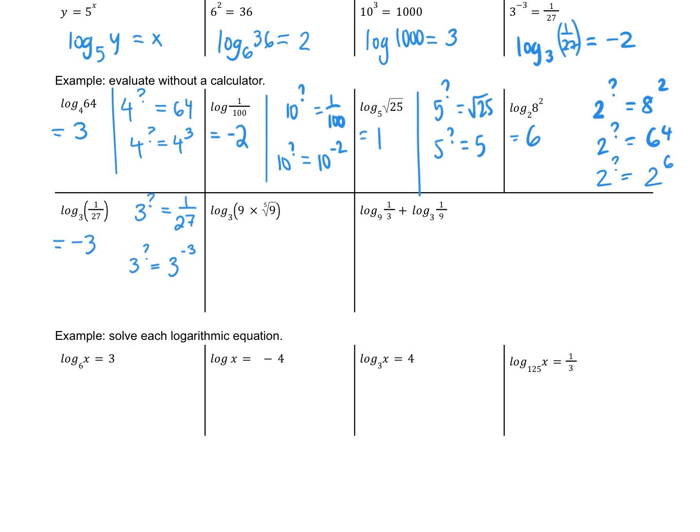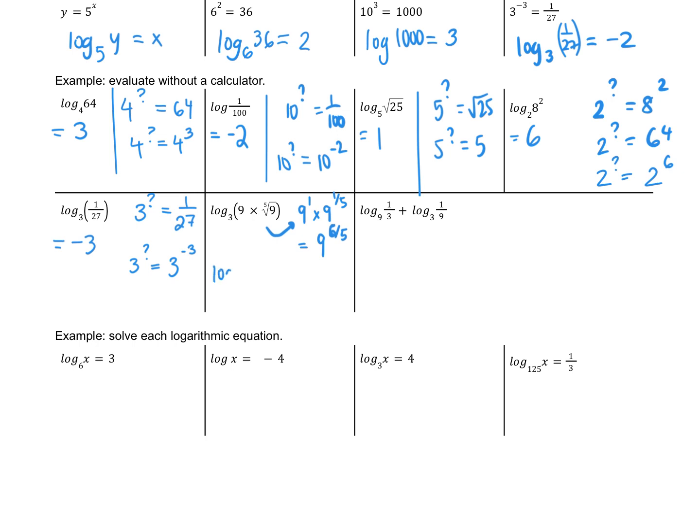The next one, I see log base 3 of this expression, 9 times the 5th root of 9. Well, the first thing I would want to do is clean this up. This is 9 to the power of 1 times 9, and think back to radicals and rational exponents. The 5th root of 9 is the same as an exponent of a 5th. And now I have the same base of 9 attached by multiplication. The exponent law is add the exponents. 1 plus a 5th, get your common denominator. 1 is just 5 over 5. So when we add them, that's 6 over 5.